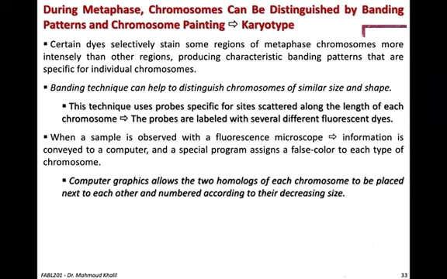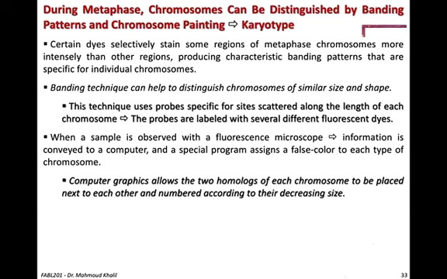When this sample is observed under a fluorescent microscope, the information is conveyed to a computer, where a special program gives a false color to each type of chromosome. Then these computer graphics allow the two homologs of each chromosome to be placed next to each other, and they can number them according to their decreasing size. So basically, we are describing the process of karyotyping.